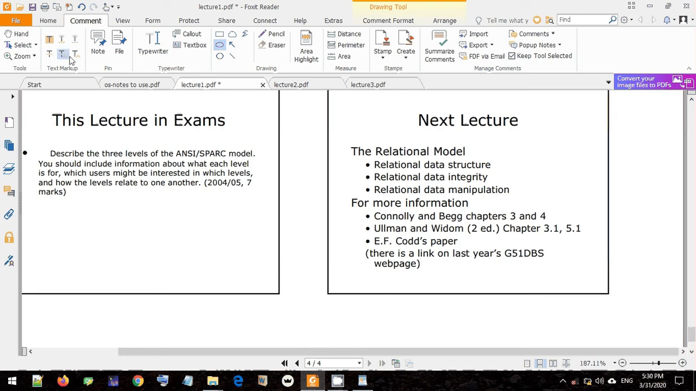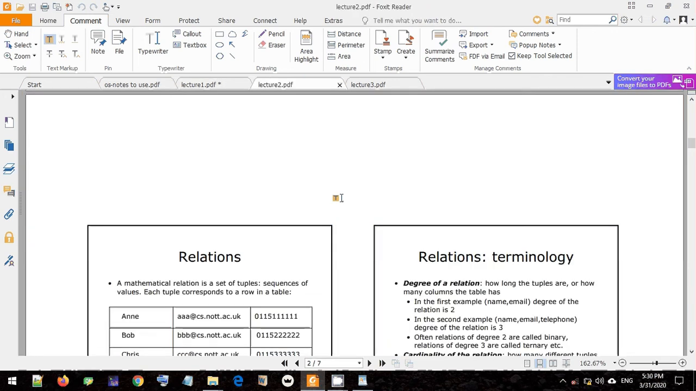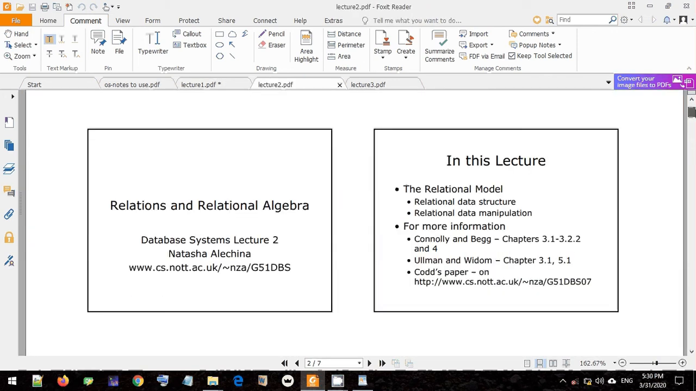Next class, you should do this assignment. Make sure you do this assignment before next class. And then in the next lecture, we shall talk on relational model, relational data structure, data integrity, data manipulation. For more information, you can just read lecture 2, which is coming up very shortly.